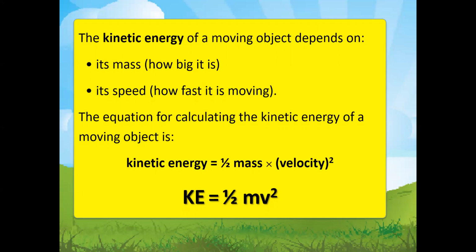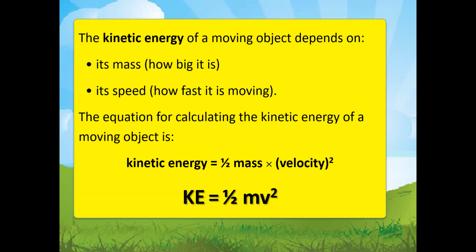Okay, so the kinetic energy of a bullet is high, and the reason it is high for a bullet is because it's moving at a faster speed. Kinetic energy also depends on the speed at which the object is moving. So if the object is moving fast, there's more kinetic energy. If the object is moving slow, there's less kinetic energy.